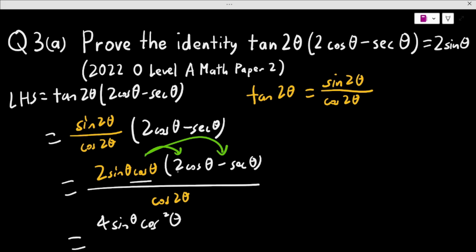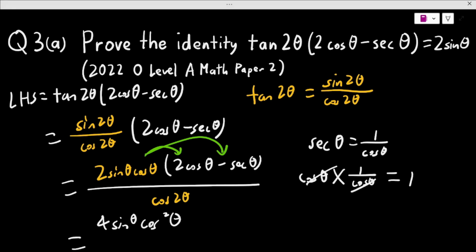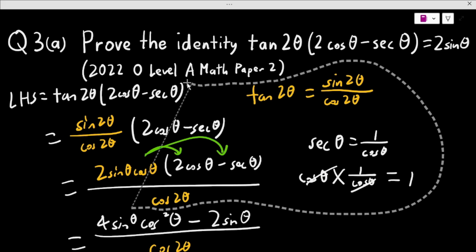Now we have cosine of theta and secant of theta being multiplied together. Recall that secant of theta is equal to 1 over cosine of theta. So if we have the cosine of theta times the secant of theta, which is 1 over cosine of theta, this would be equal to 1. So it kind of cancels out. So we are just going to have minus 2 sine theta all over cosine 2 theta.